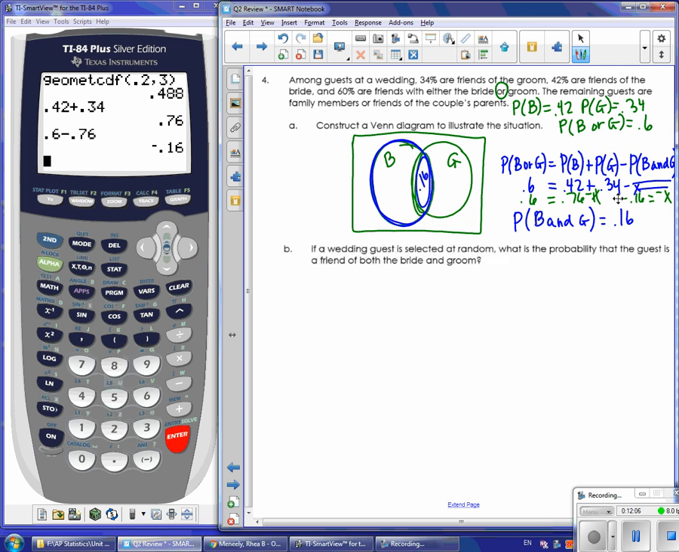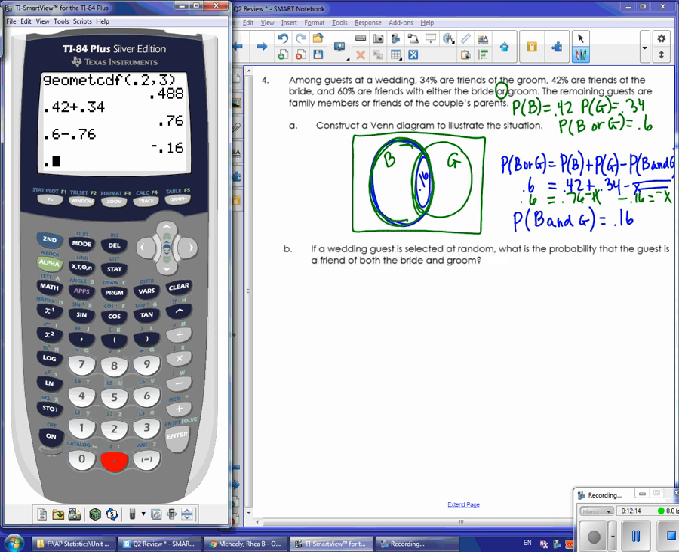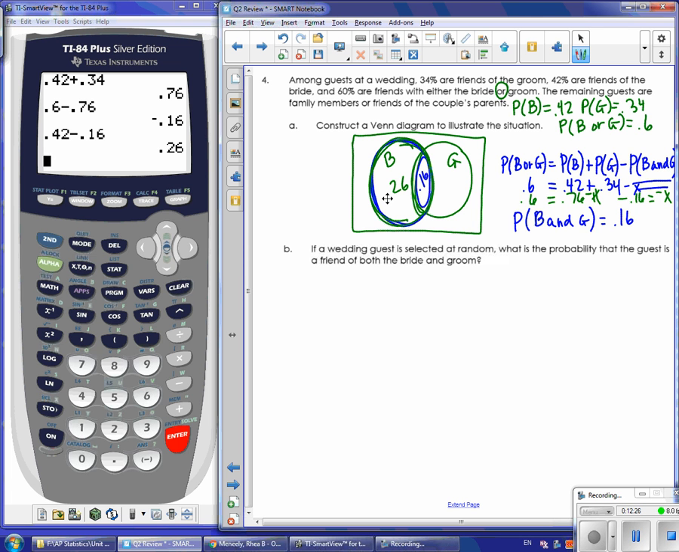So now if I'm going back to my Venn diagram, I know that the probability of a person being a friend of the bride, we said that's 42%. So I want to take that 42% and subtract the overlap. And I get 0.26. I'm going to do the same thing with the groom. I know the probability that someone came there to visit the groom is 34%. If I take away the 16%, that leaves me with 0.18.